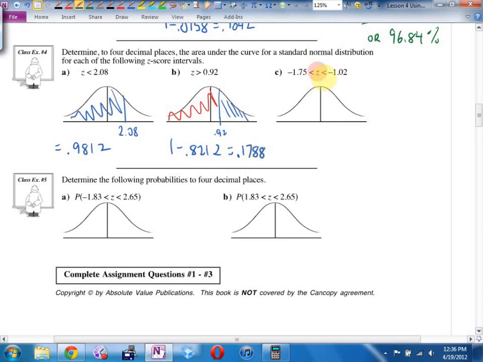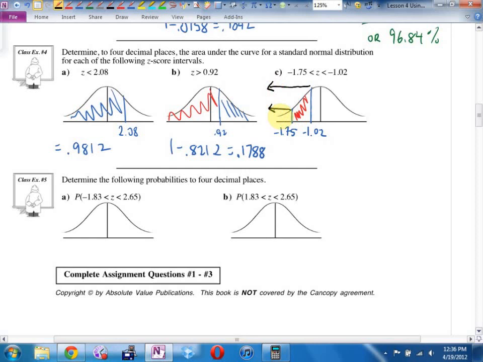Now we're between negative 1.75 and negative 1.02. So negative 1.75 is about there, and negative 1.02 is about there. We want that area. How? Joe, it's going to be this minus that.